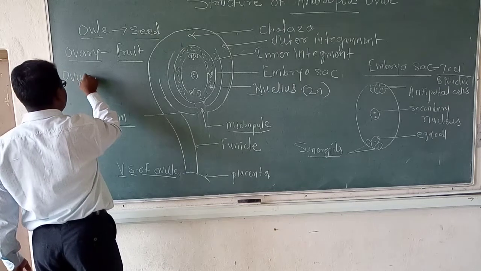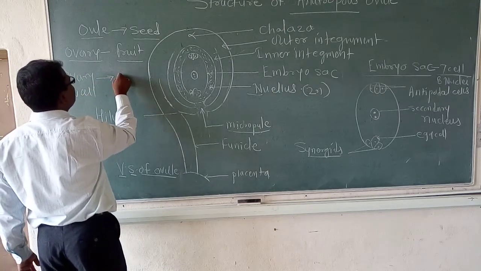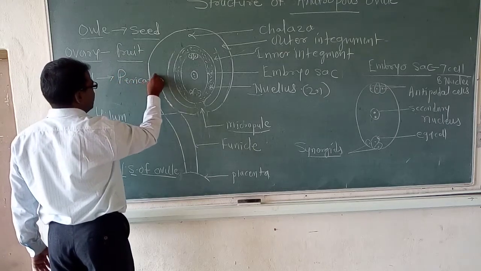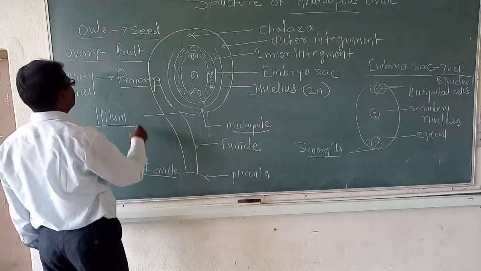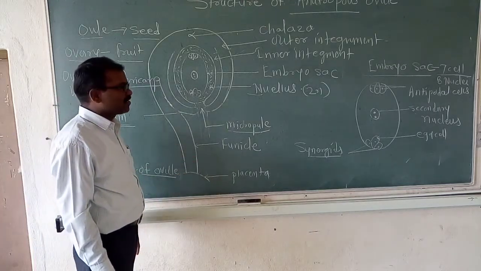The ovary wall gets converted into fruit wall or pericarp after or post fertilization changes.